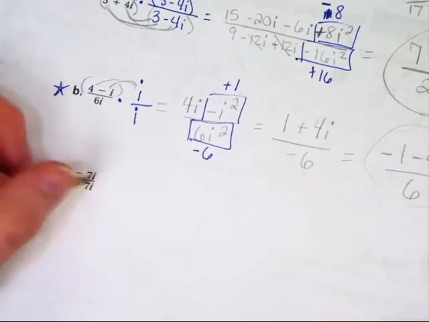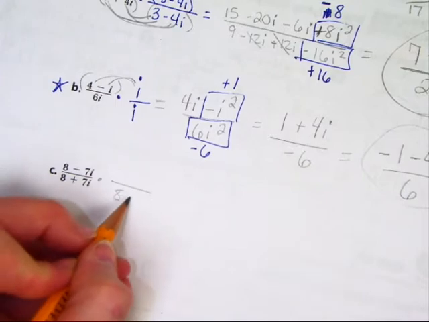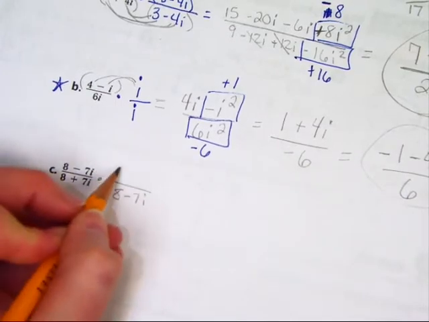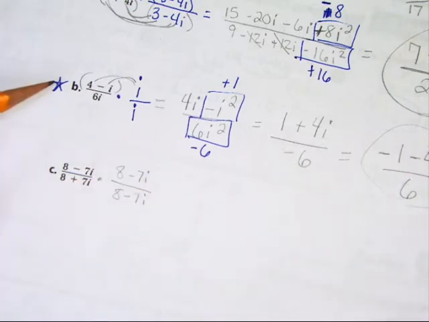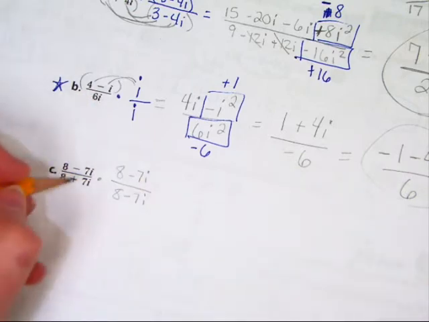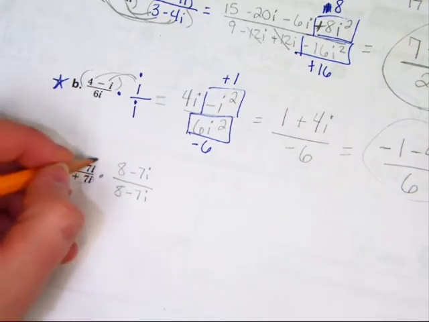Example C, it's a binomial, so you must multiply by the bottom's conjugate. Some students will try to multiply by top and bottom's conjugate. Just remember, you only use the bottom, and then this fraction has to be the same.